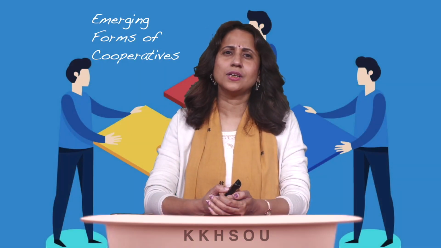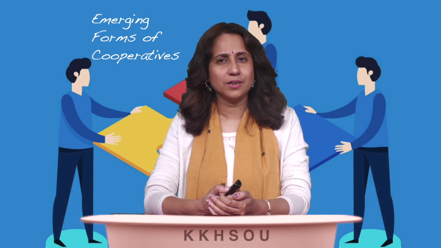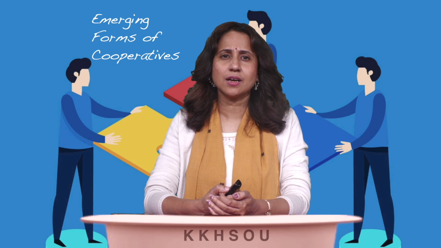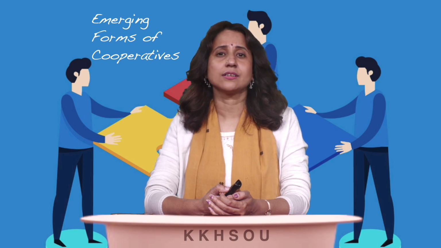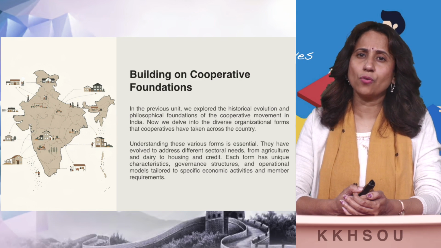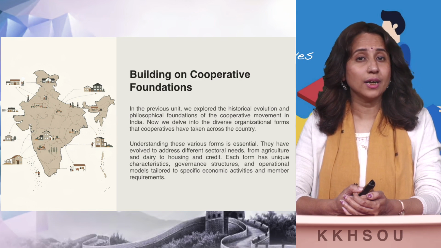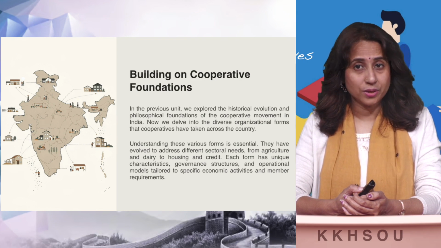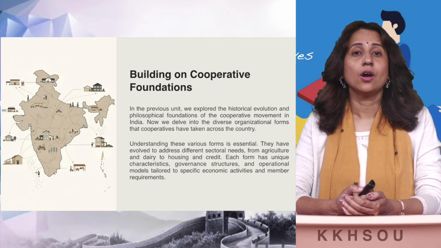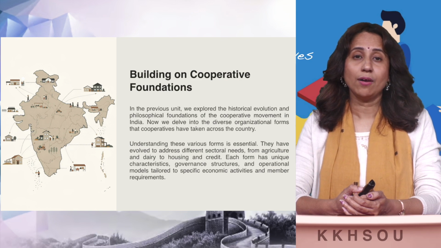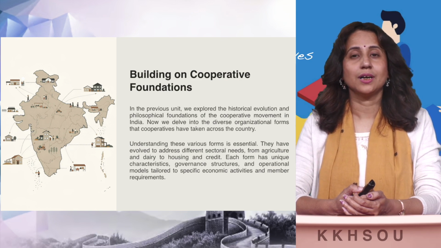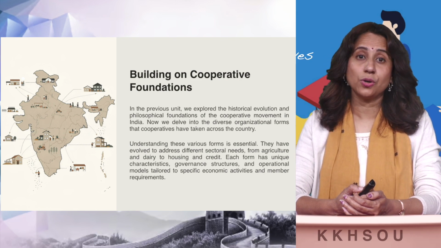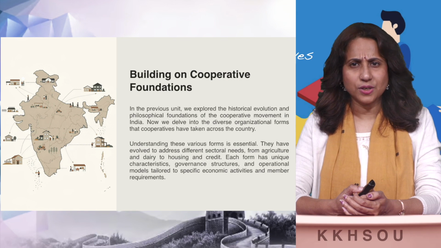India has one of the largest cooperative movements in the world, with over 850,000 cooperative societies covering virtually every sector of the economy. The forms of cooperatives in India can be broadly categorized based on their functional areas, like agricultural cooperatives, including farmer producer organizations, we call them FPOs, and the farmer producer companies, we call them FPCs, credit cooperatives, consumer cooperatives, then various other specialized forms.